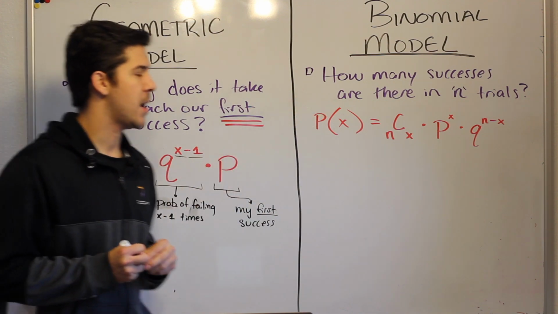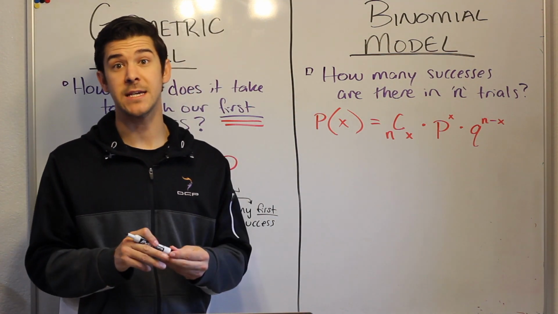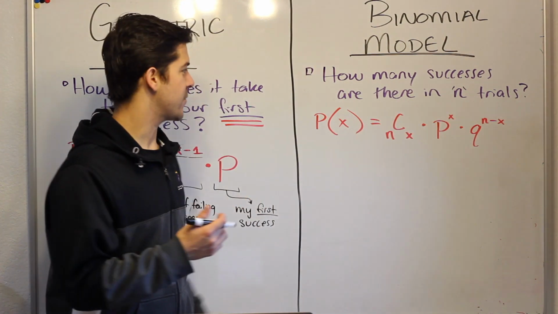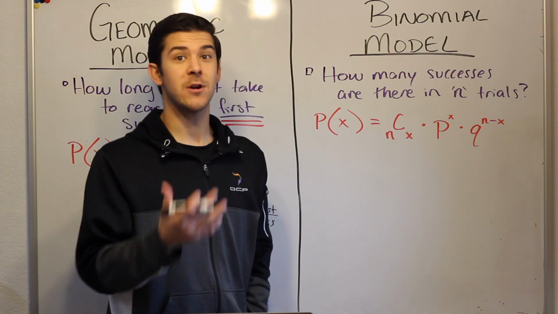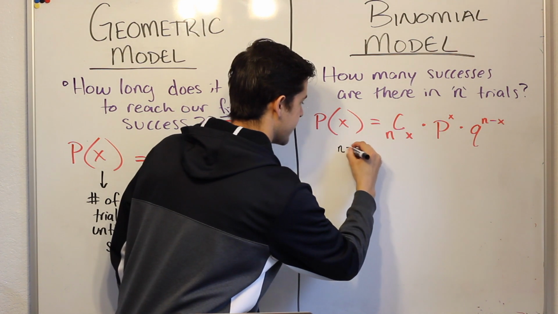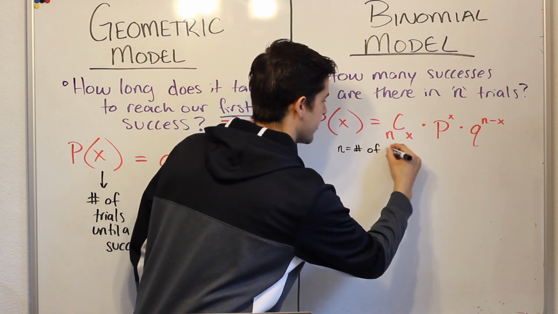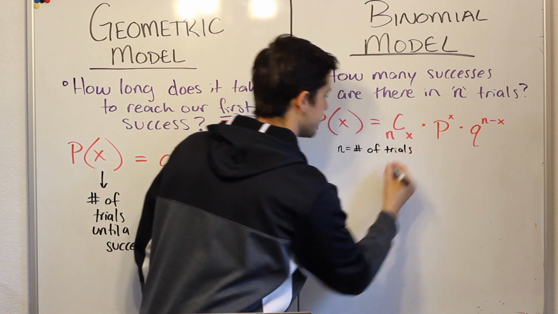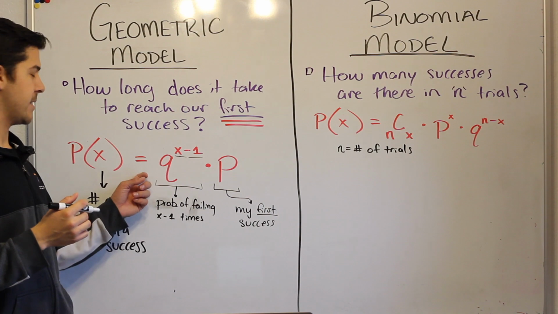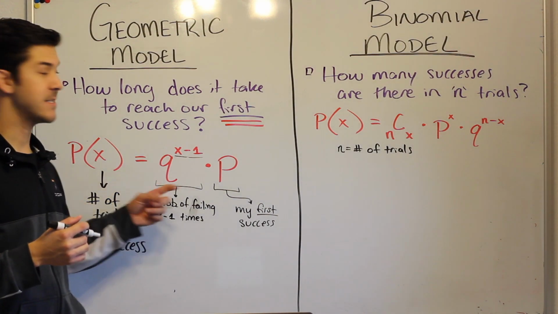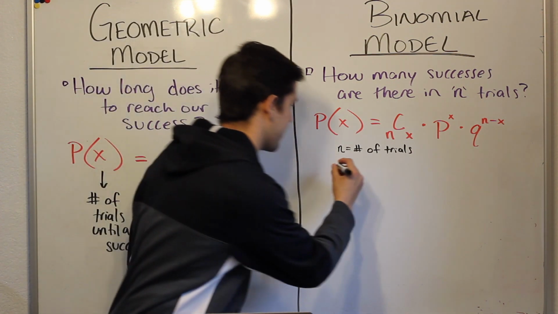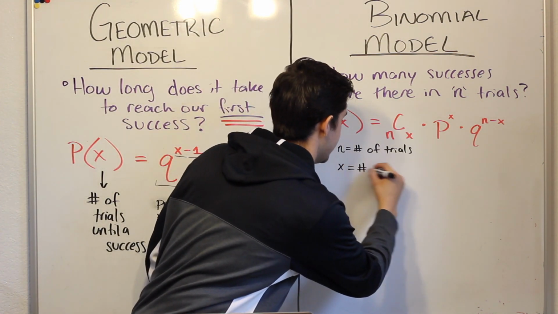Remember, in a binomial model, we care about how many times we succeed within a certain amount of trials. So in that case, we need to know how many trials we're actually having. So n here represents the number of trials. The issue with this and how it differs with this guy is this x value. The x in the binomial model actually represents the number of successes.